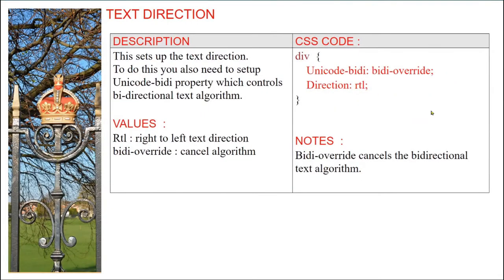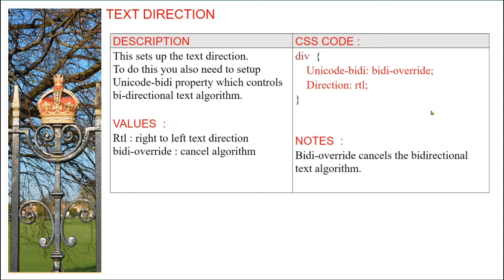Text direction. This sets up the text direction. To do this, you need to set up a Unicode BD property, which controls the bidirectional text algorithm and how the algorithm works. The algorithm is built into the Unicode logic, and it decides the best way to display your text.